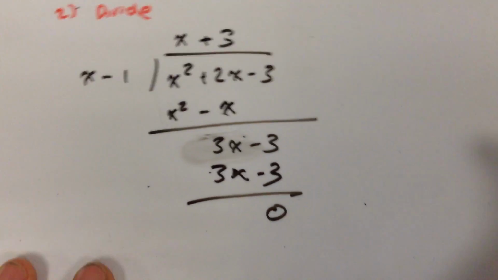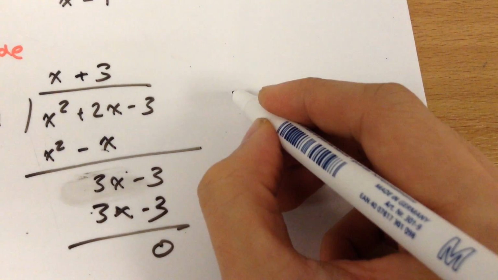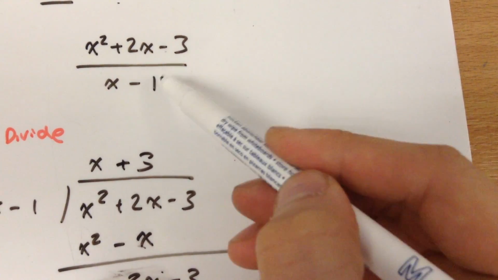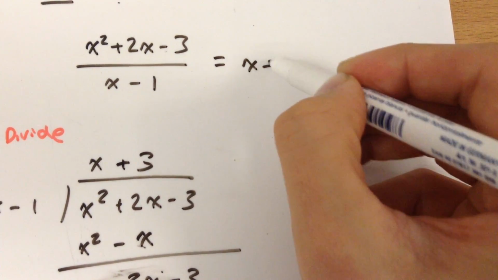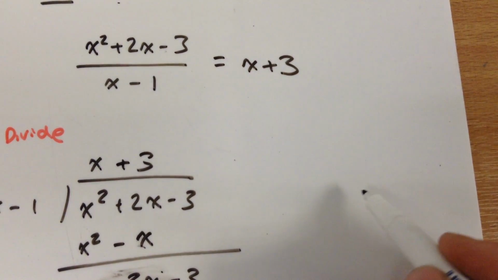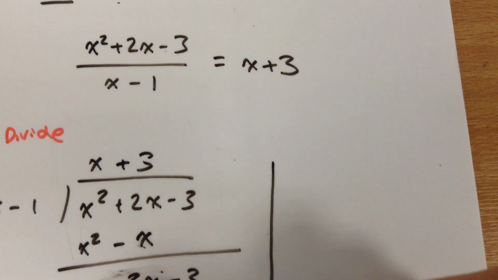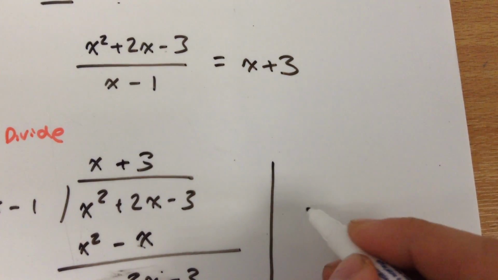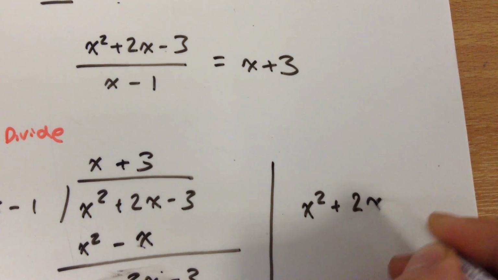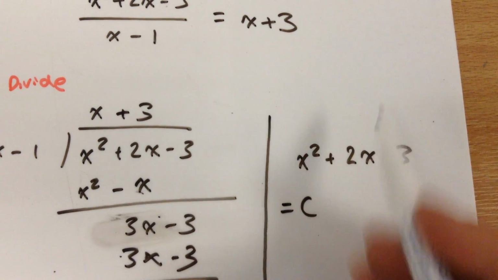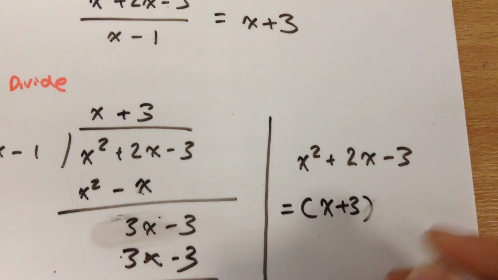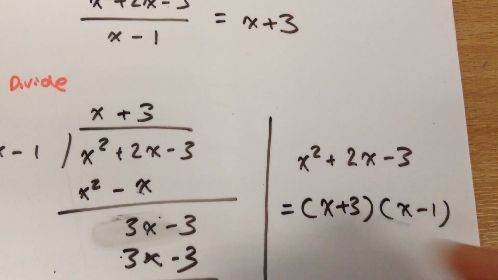Therefore, x squared plus 2x minus 3 over x minus 1 gives us x plus 3. So if I want to factorize this equation, x squared plus 2x minus 3, I can factorize it as x plus 3 times x minus 1.